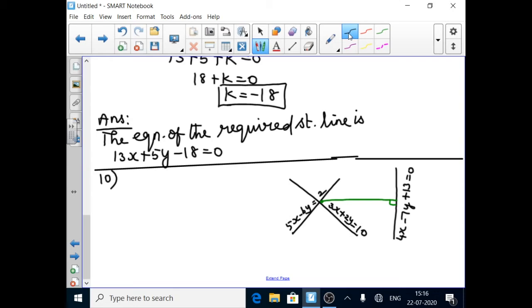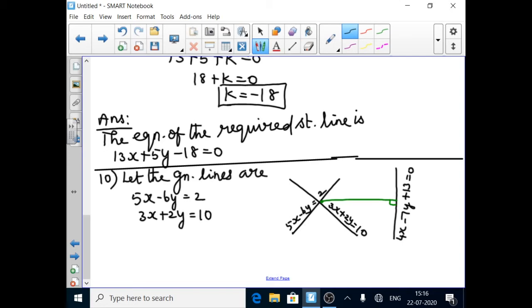So, write: let the given lines be 5x minus 6y equal to 2, and second, 3x plus 2y is equal to 10. With constants on the right hand side, 5x minus 6y equal to 2, 3x plus 2y equal to 10. We take this as the first equation and this one as the second equation. Solving.